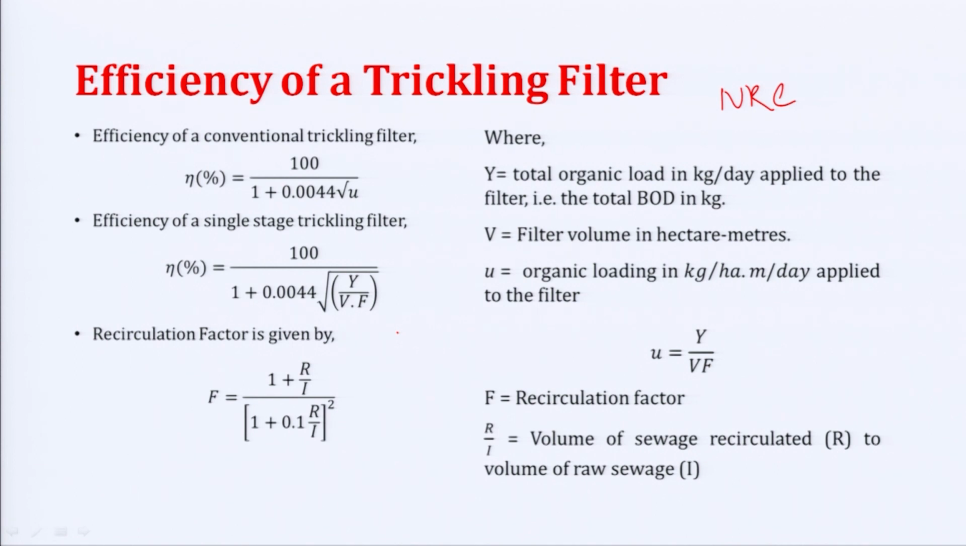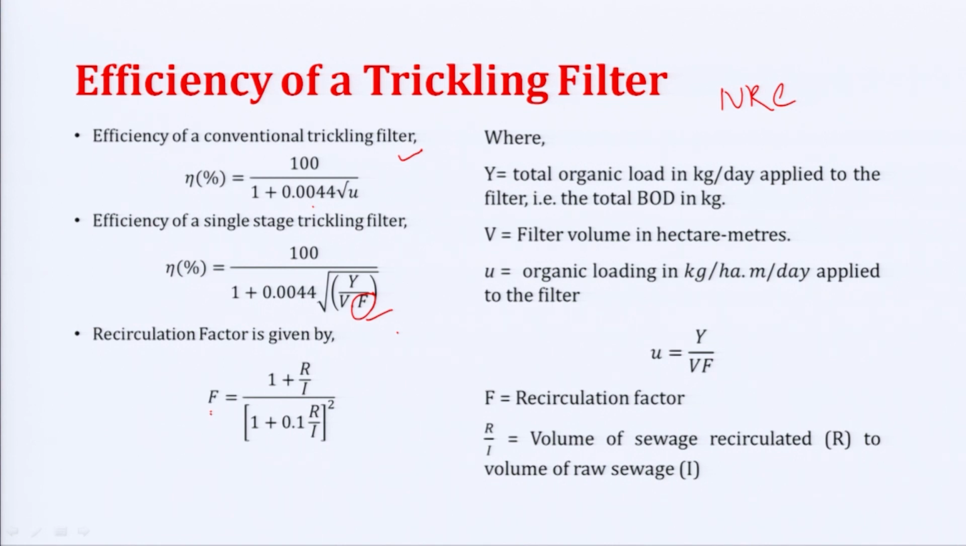The efficiency of a conventional trickling filter is eta in percentage equal to 100 divided by 1 plus 0.004 root u. This is for a conventional trickling filter, and for a single stage trickling filter we have this, where f is called the recirculation factor.